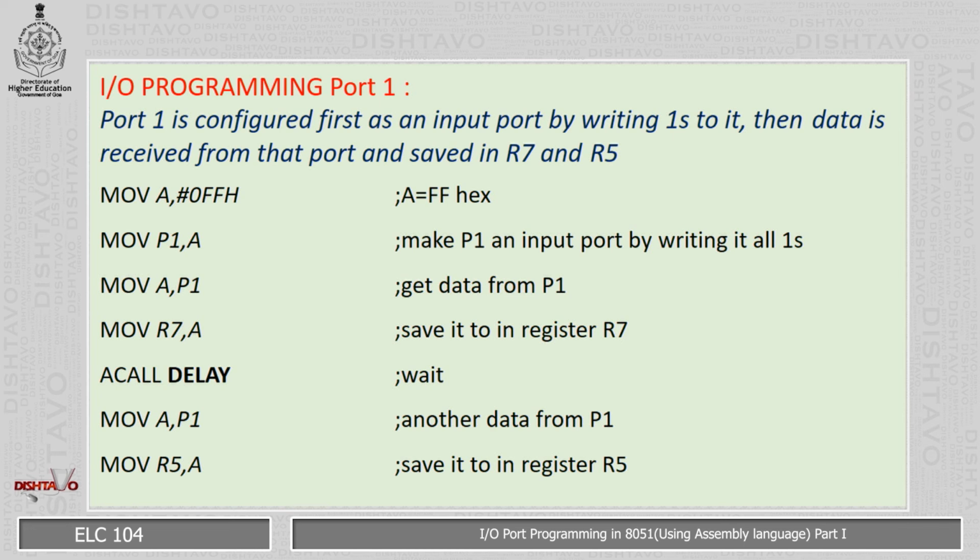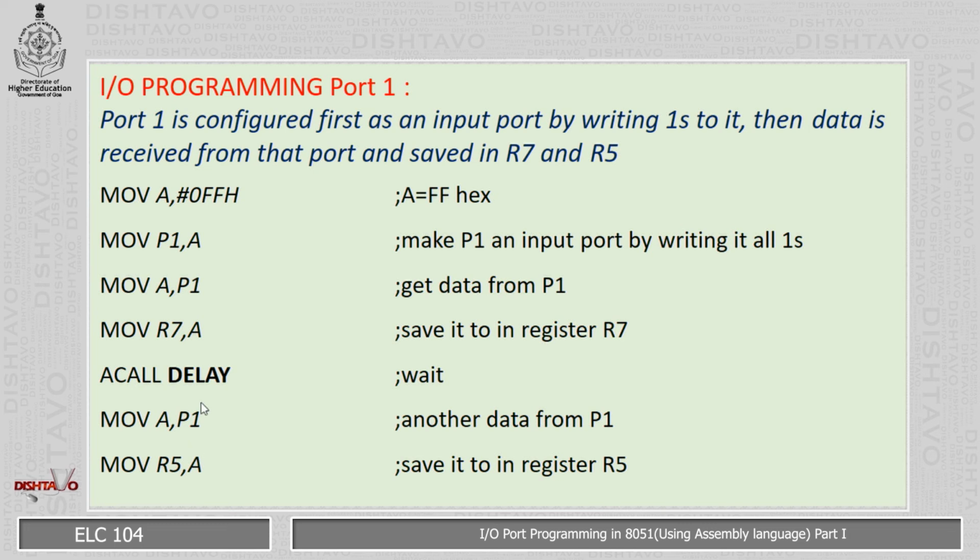I'm going to store it into registers and then move the data into another register. If you notice in this program, first of all, we make port 1 an input, then transfer data from port 1 to A, from A to R7. So I'm storing it in one register. It's like I'm doing data collection. I got some data from the sensor, and I'm storing it in a particular register for further processing.